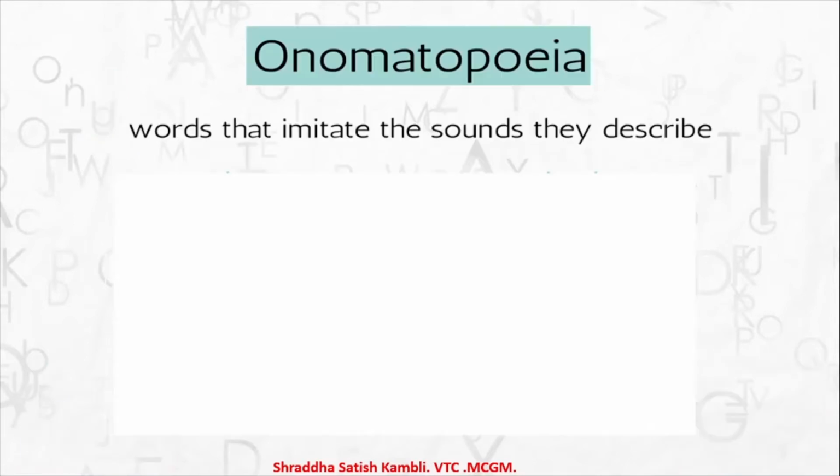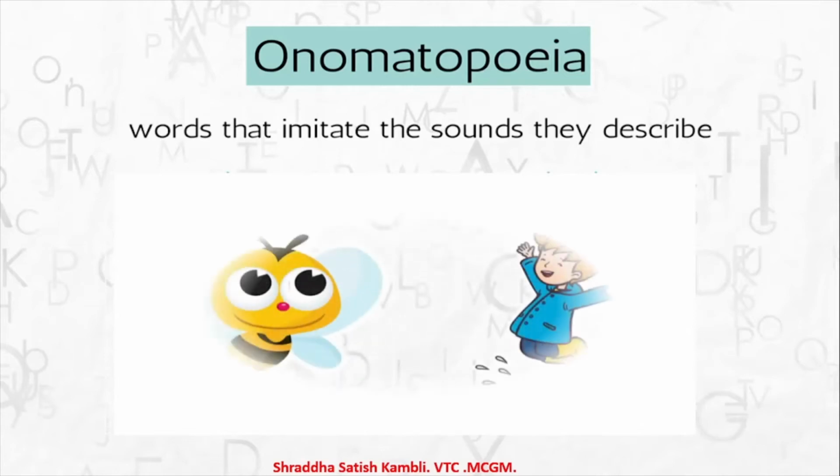Okay, children, let us look at the next one, that is onomatopoeia. Now what is onomatopoeia? Words that imitate the sounds that they describe. So when you say the word, it will feel as if you're making that sound. Alright, so then that is an example of onomatopoeia. Let us see some examples.